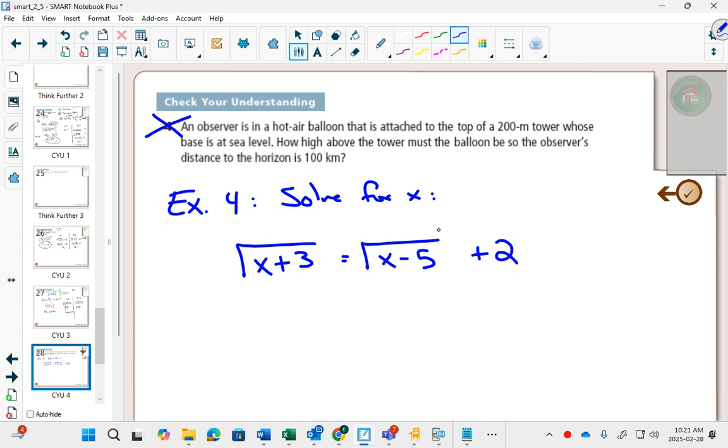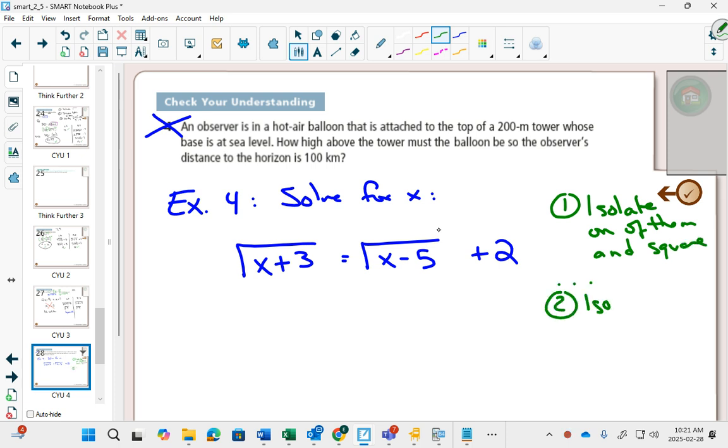Okay, we're going to go with the same steps as always. How do you get rid of a square root? You'd have to isolate it and square both sides. But we have two square roots. Can you see that the one on the left is isolated, but the one on the right is not? So we're going to isolate one of them and square, and then you're going to have to isolate again.